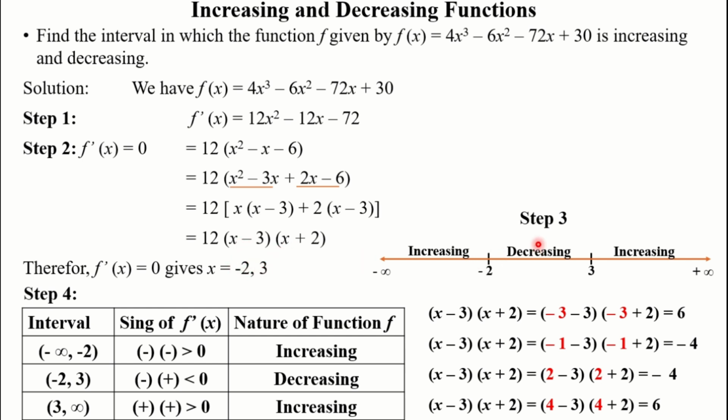In third step we have to write down these values of x on this scale. There are minus infinity, plus infinity, minus 2, 3. You can see here there are 3 intervals we observe. First interval is minus infinity to minus 2. Second interval is minus 2 to 3. Third interval is 3 to plus infinity. This is the third step.